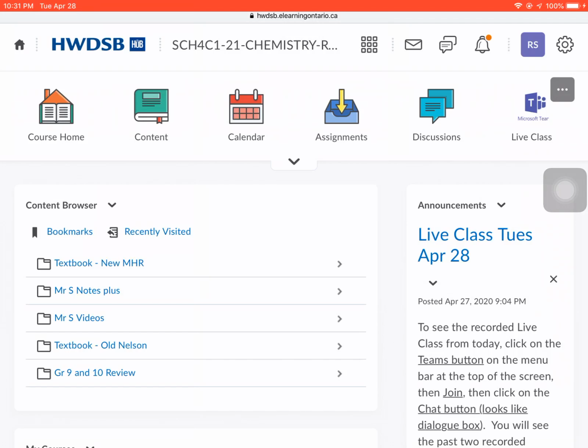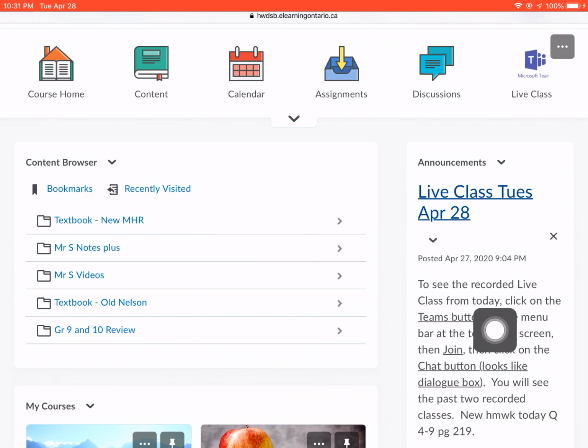If you click on the Teams button up there, the Microsoft Teams one, you'll see a button that says Join Class in the middle of the screen. Up in the top right corner, you'll see a button that looks like a dialog box, like what somebody is saying when they're talking in a cartoon, a bit of a cloud above a person. If you click on that, you will see today's recorded class.